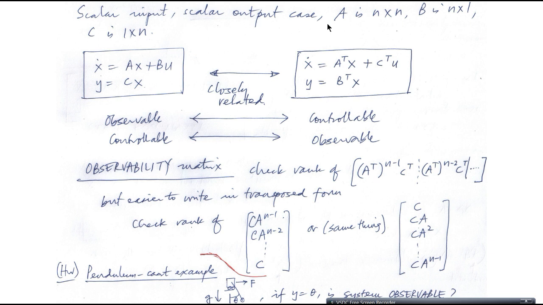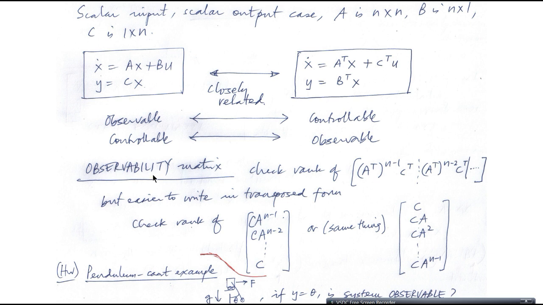Scalar input, scalar output, A is n by n, B is n by 1, that means it is a column matrix. C is 1 by n, that means it is a row matrix. Here is the dynamical system, here is our estimation related system, and you see that these two are closely related. They get transposed over here, the B gets transposed and comes in here, the C gets transposed and goes over there. If this one is controllable, then this one is observable. If this one is controllable, then this one is observable. This duality is something that you can read about.